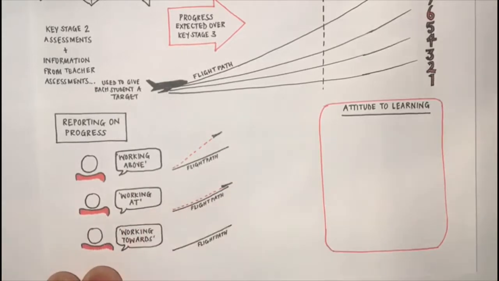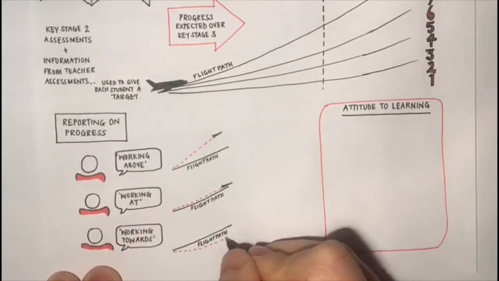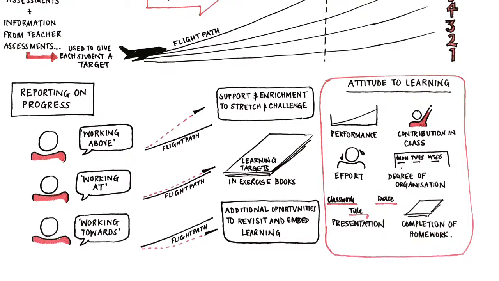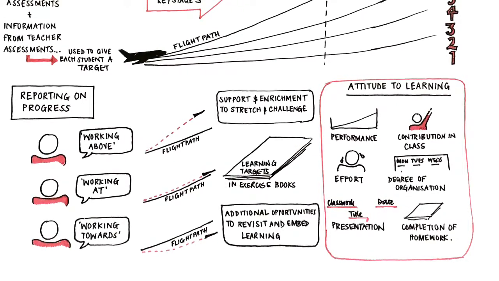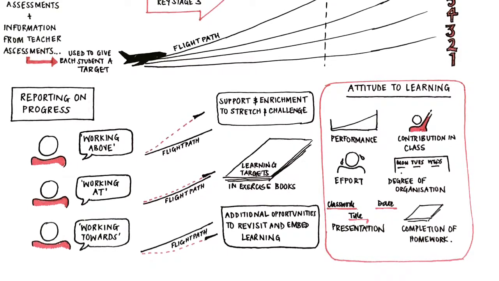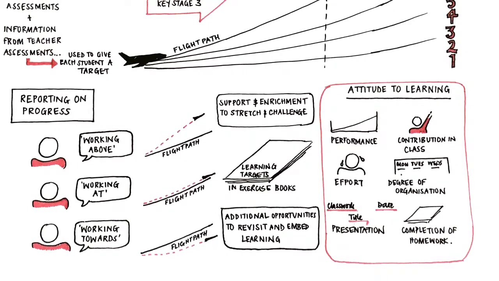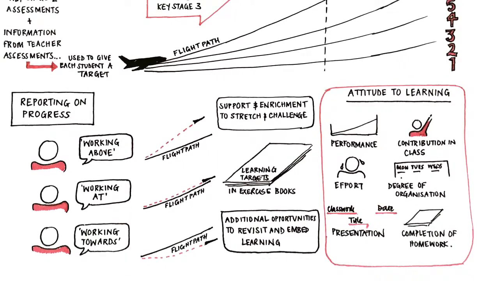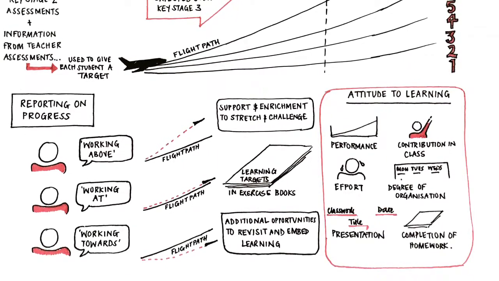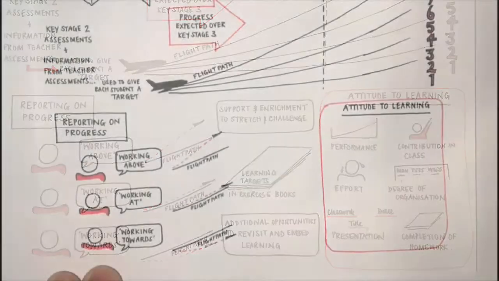Working at means the student is currently working at the expected level of their target flight path and is making expected or good progress. Working towards means the student has not yet reached the level of their target flight path and is making less than expected or limited progress. Student performance may vary over time as topics requiring different concepts and skills are covered.